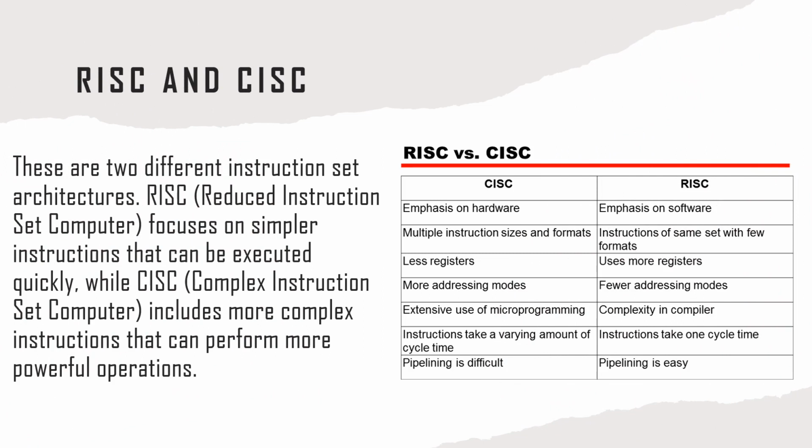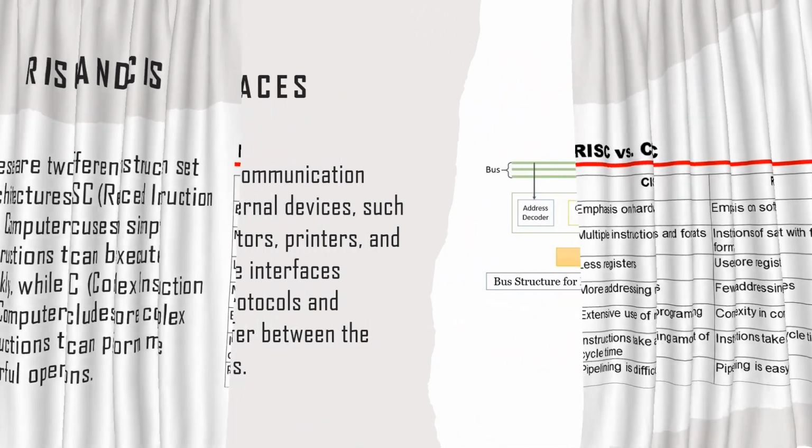Eleventh, we try to understand about RISC and CISC. These are two different instruction set architectures. RISC, Reduced Instruction Set Computer, focuses on simpler instructions that can be executed quickly, while CISC, Complex Instruction Set Computer, includes more complex instructions that can perform more powerful operations.